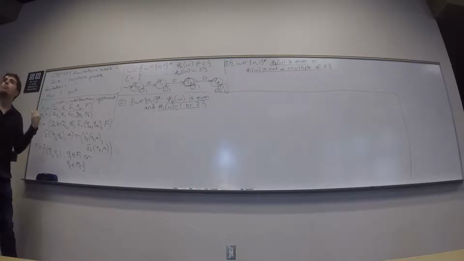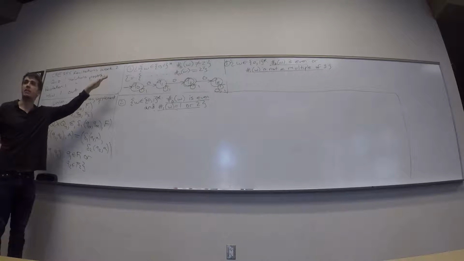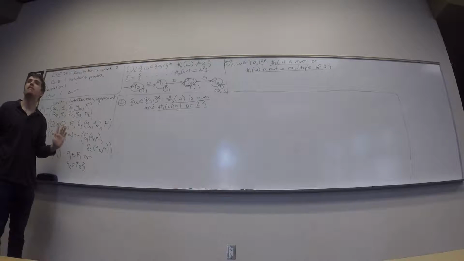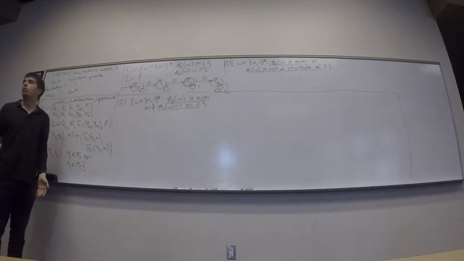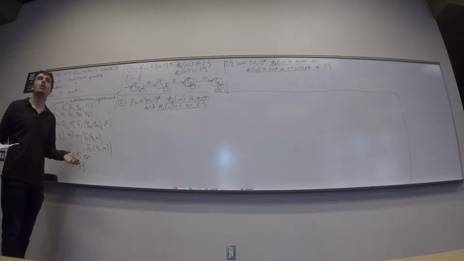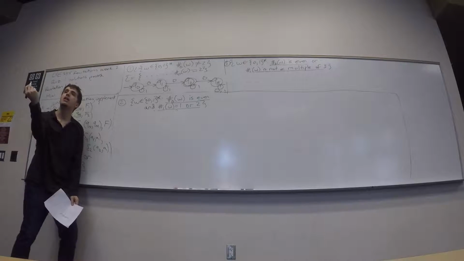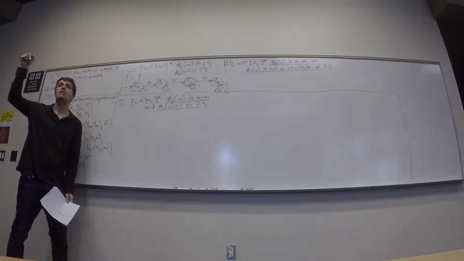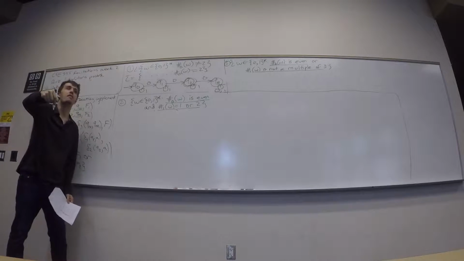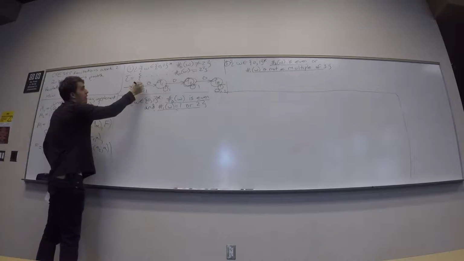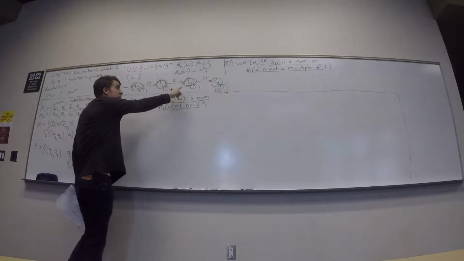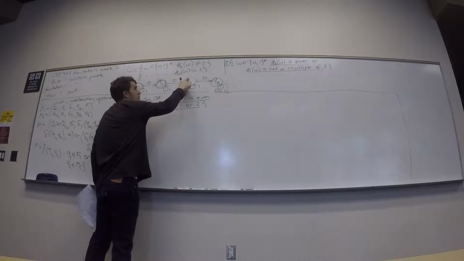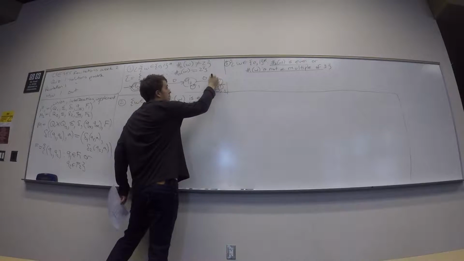But our original problem was the complement of this. So how do I find the DFA for the complement of what we just did? Exactly. Switch the final and non-final states. So if it was final before, make it not final. If it was not final before, make it final now. So this was not final. This is not final. This is final. So make it not final. And this was not final, so make it final.